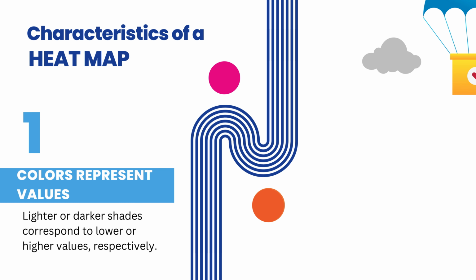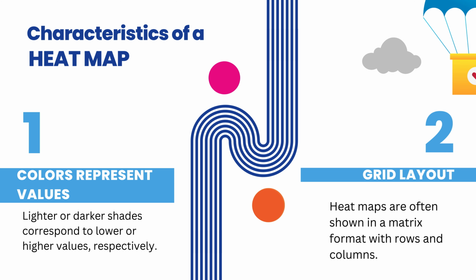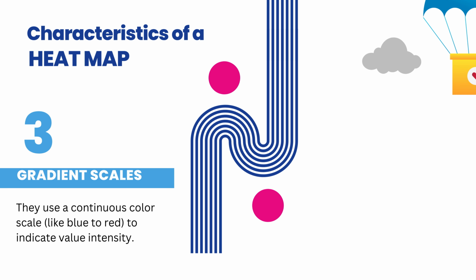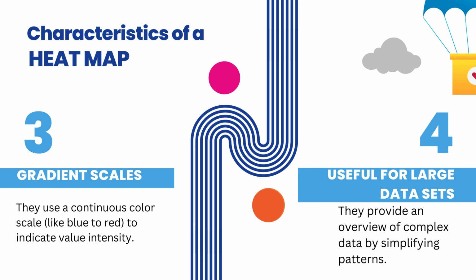Characteristics of a heat map: 1. Colors represent values. Lighter or darker shades correspond to lower or higher values, respectively. 2. Grid layout. Heat maps are often shown in a matrix format with rows and columns. 3. Gradient scales. They use a continuous color scale, like blue to red, to indicate value intensity. 4. Useful for large data sets. They provide an overview of complex data by simplifying patterns.